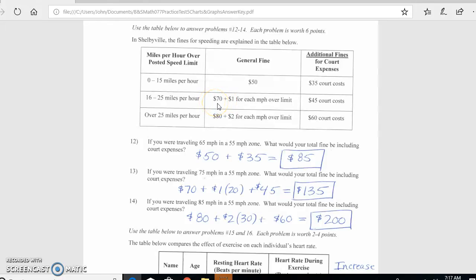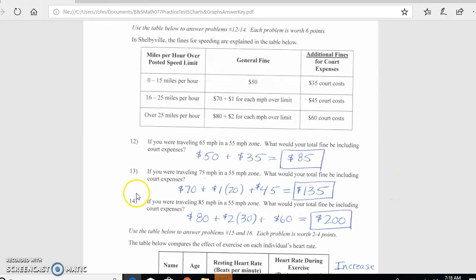And for the general fine, we have $70. And then we add to that plus $1 for each mile per hour over the limit. So that would be $1 for every mile per hour over the speed limit, which is 20. We were going 20 miles over the speed limit. So it would be $1 times 20, and then that would give us a total of 20 right here. And then also we have the court cost, which is $45. We add that on. When we add these three together, 70 plus 20 plus 45, we get a total of $135.